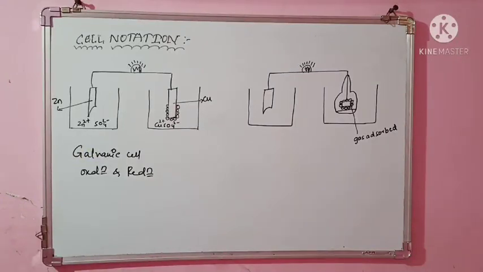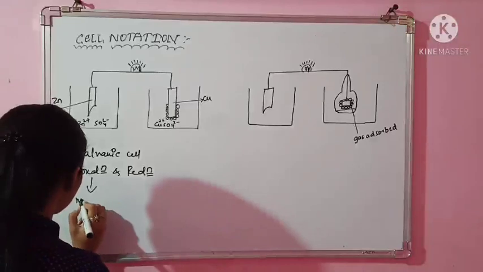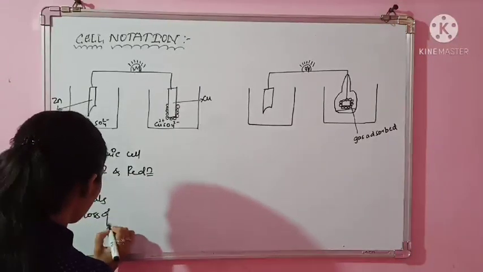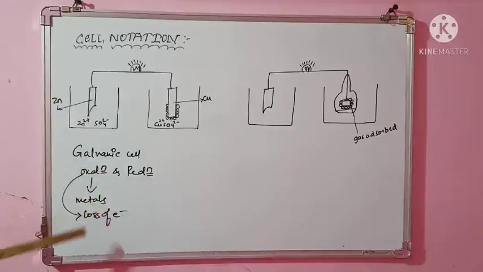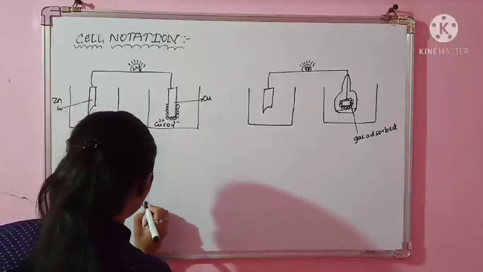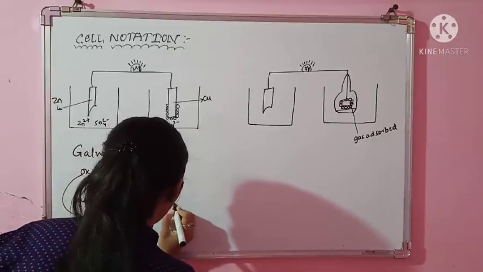One more thing I have to tell you: in oxidation and reduction, oxidation is usually undergone by metals. Oxidation is loss of electrons, so metals will easily give up electrons. Usually metals undergo oxidation, but some metals rarely undergo reduction also. But non-metals always undergo reduction, except hydrogen.